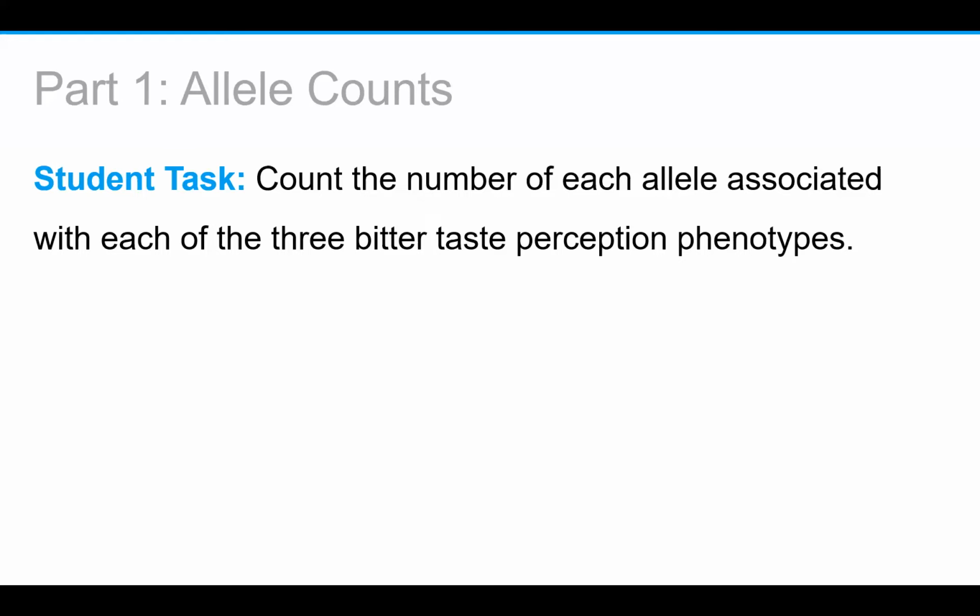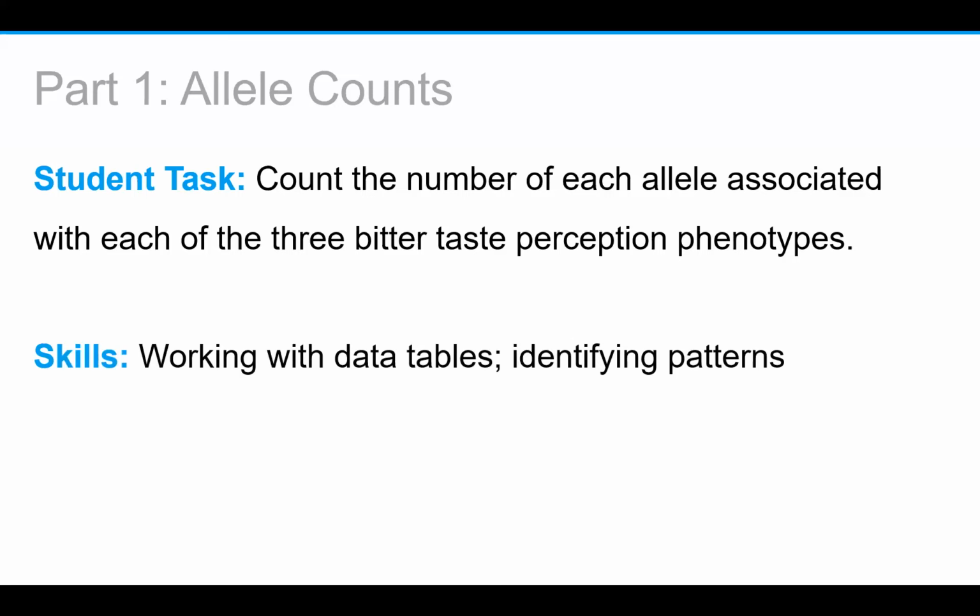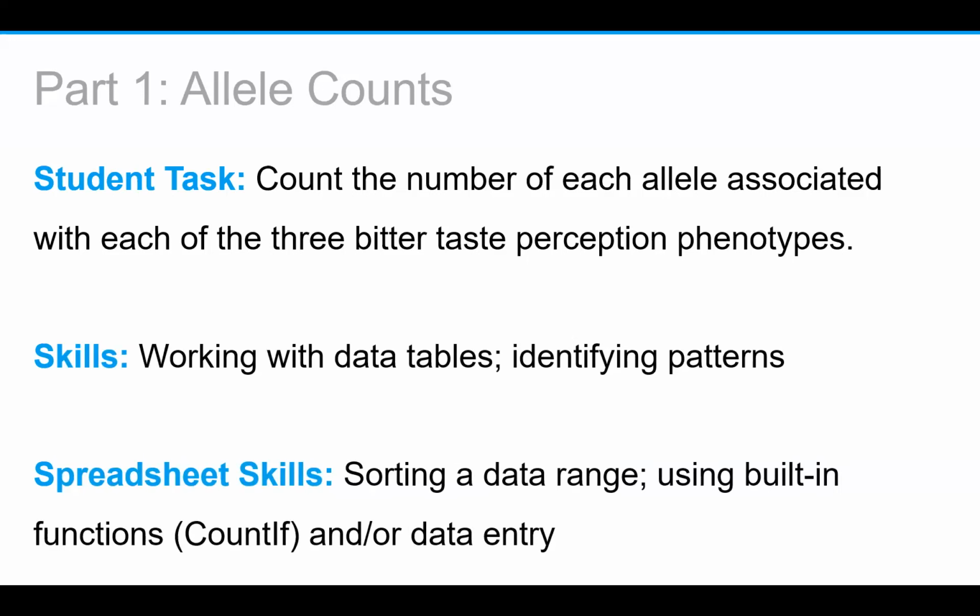Some skills that students will be building in this part include working with data tables and identifying patterns in the data. Guided questions at the end of this section reinforce this with prompts to identify any patterns in the data and consider what additional analysis might be useful. For the spreadsheet version specifically, some spreadsheet skills used in this part of the activity include sorting a data range and using built-in functions, specifically the COUNTIF function, or entering data into a spreadsheet.